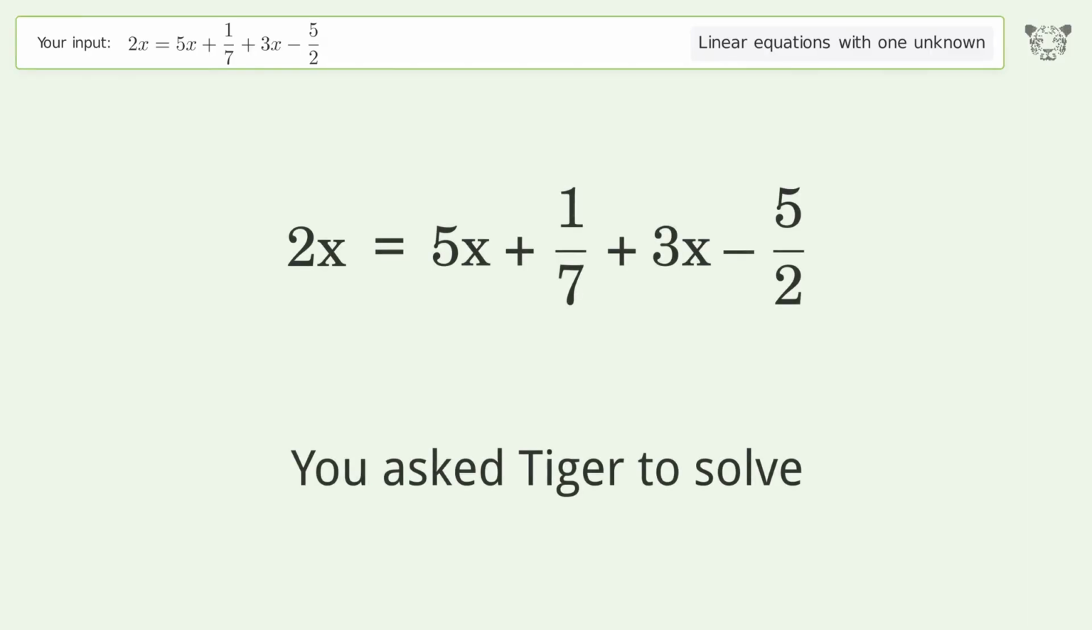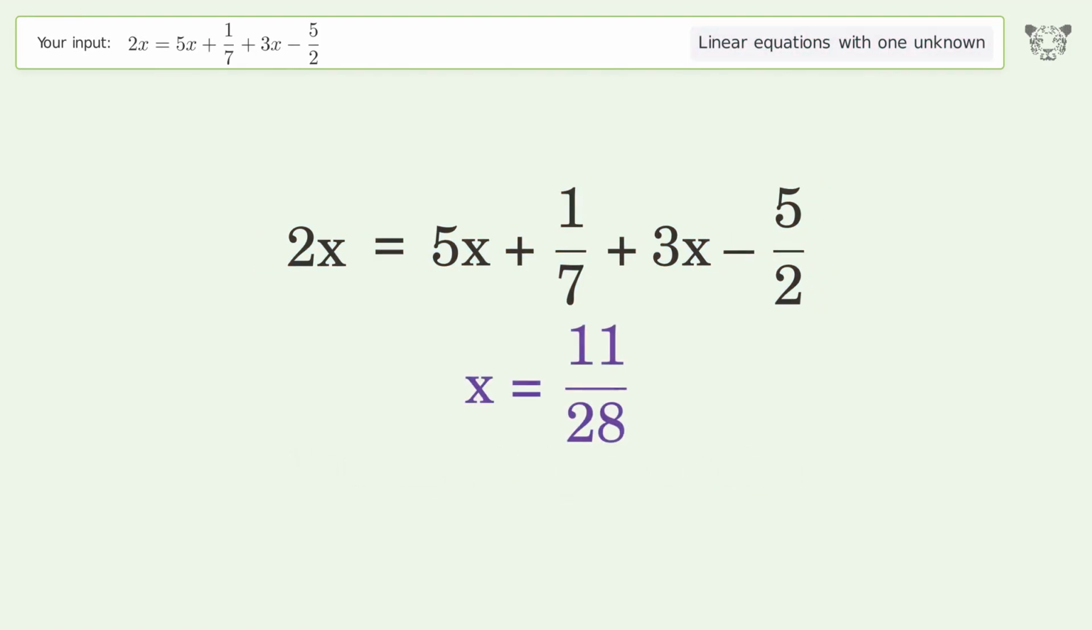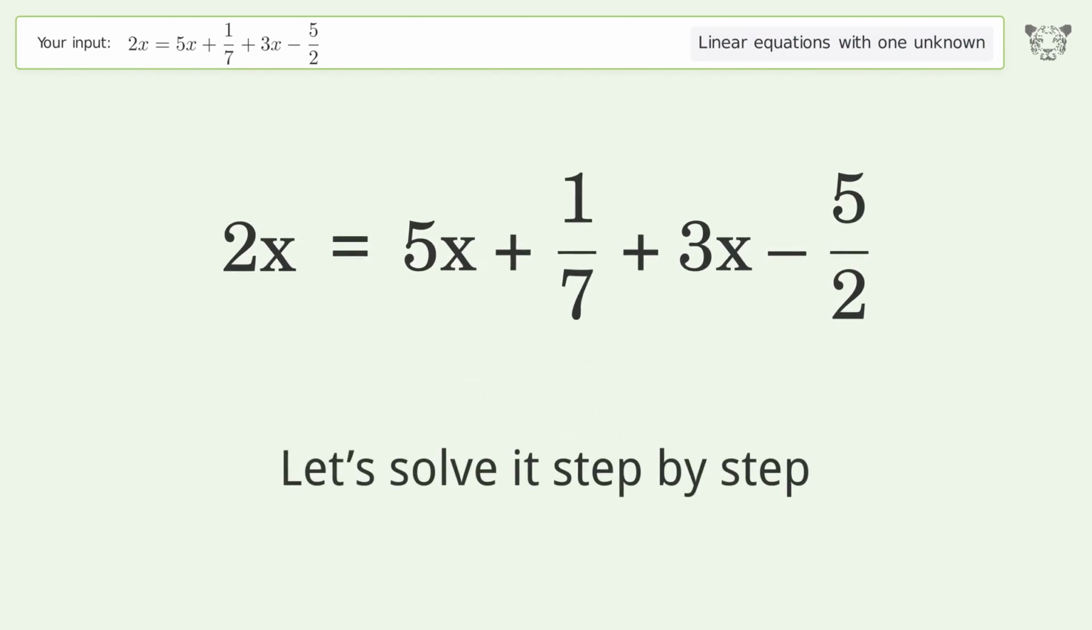You ask Tiger to solve. This deals with linear equations with one unknown. The final result is x equals 11/28. Let's solve it step by step.